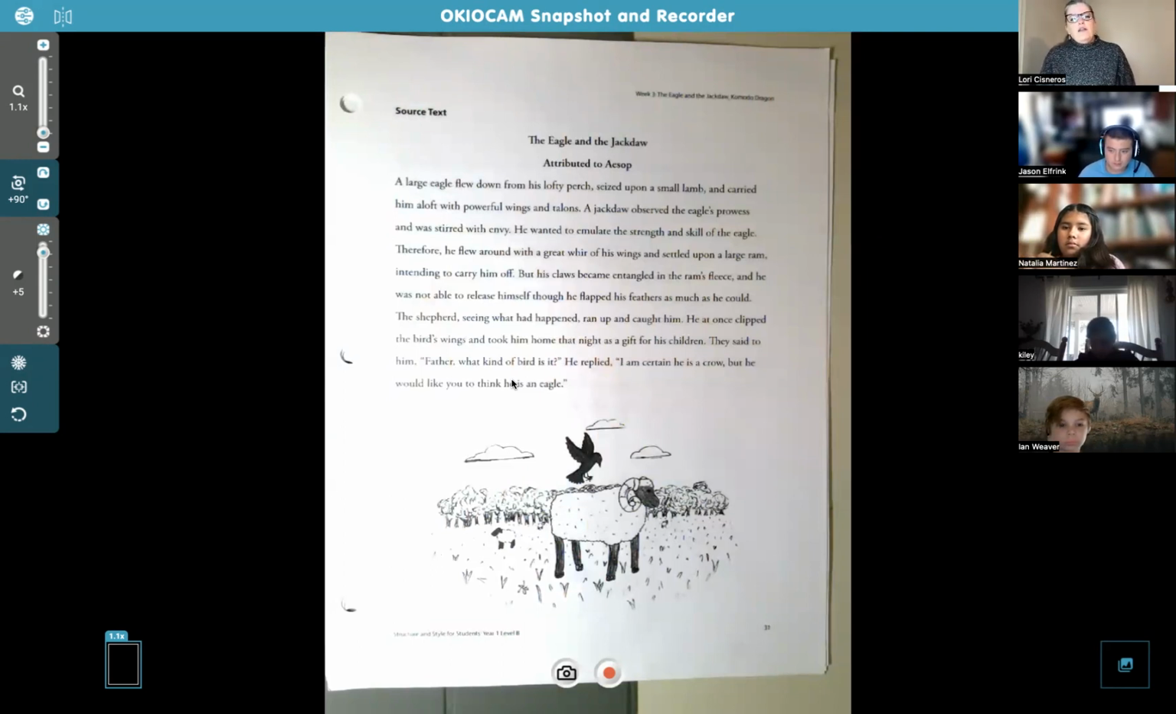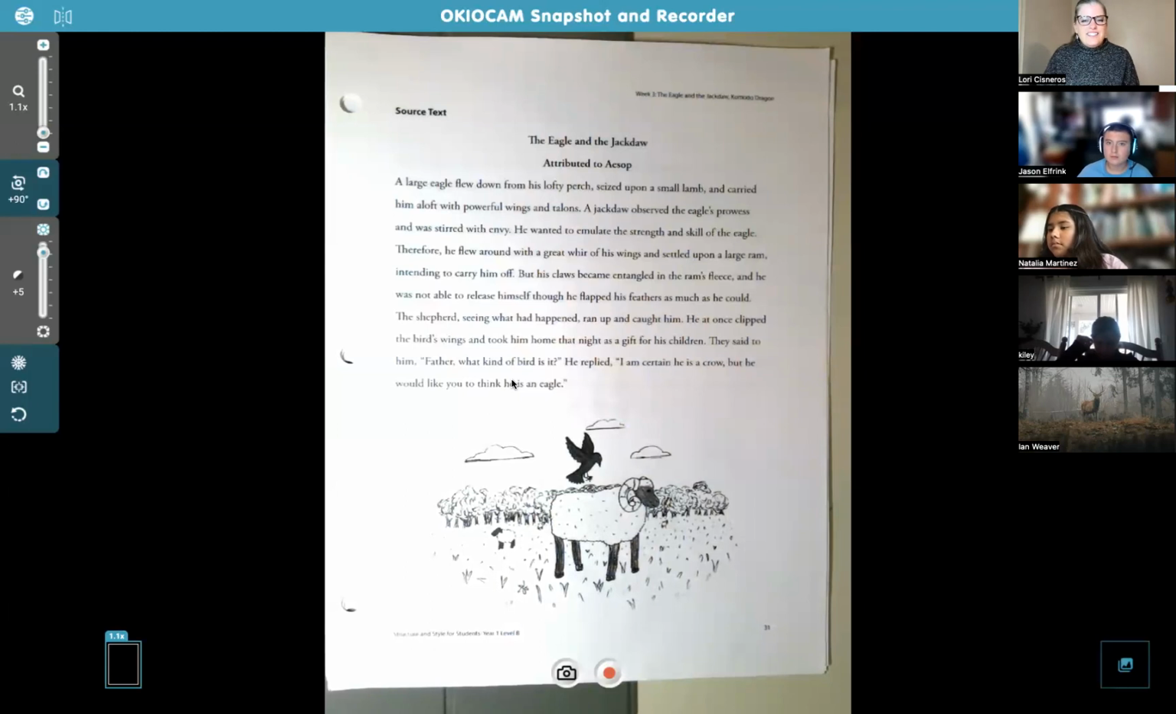He wanted to emulate the strength and skill of the eagle. Therefore, he flew around with a great whir of his wings and settled upon a large ram, intending to carry him off. But his claws became entangled in the ram's fleece, and he was not able to release himself, though he flapped his feathers as much as he could.